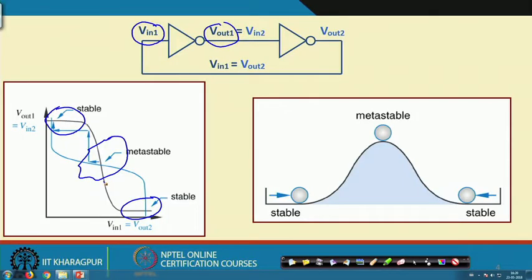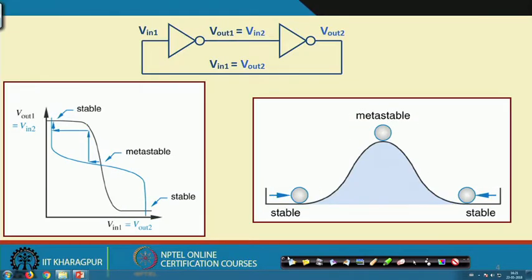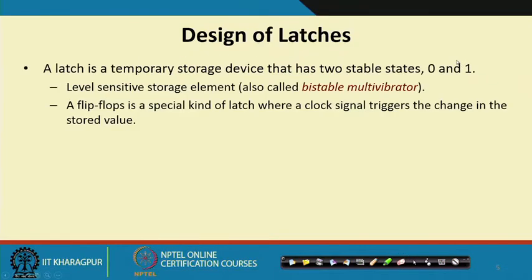Okay. So, in terms of a pictorial representation, if this is my input voltage range, on the two sides we have two stable states, and whatever is in between is unstable or metastable states. So, it is like a ball. If it is in the metastable state, it will always try to roll into one of the stable states, right. Okay. Let us move on.